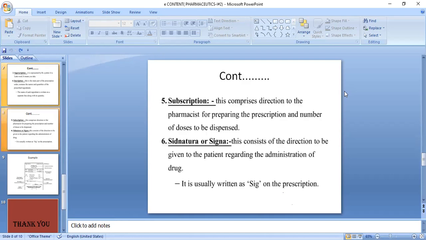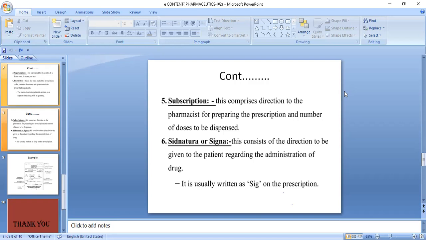The next part is the subscription. This comprises direction to the pharmacist for preparing the prescription and the number of doses to be dispensed. So, what is the direction? You have to saturate, mix, dissolve, or heat. There are a lot of steps involved in the final dosage form. So, what kind of direction is given to the pharmacist for preparing that medication, and number of doses means how many doses you have to divide.